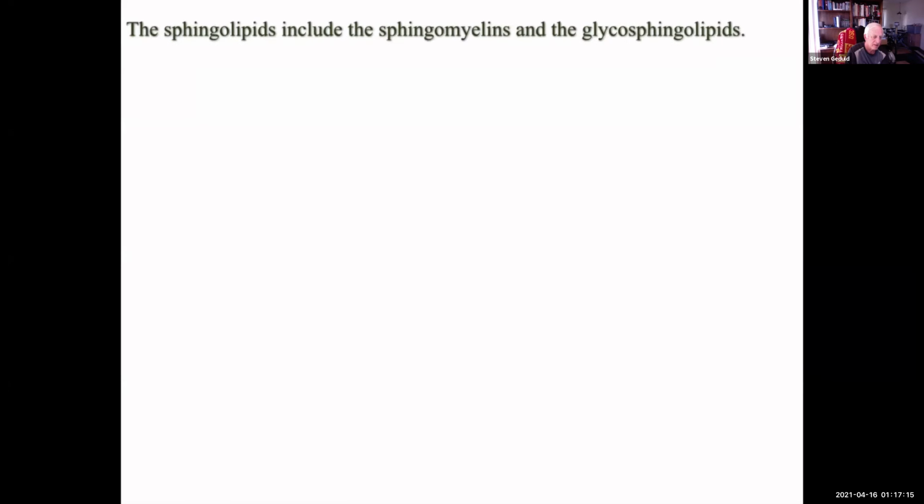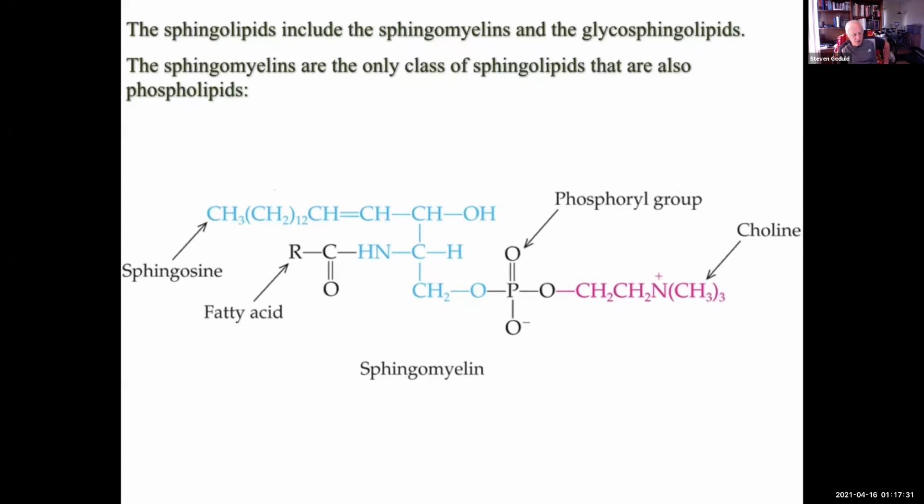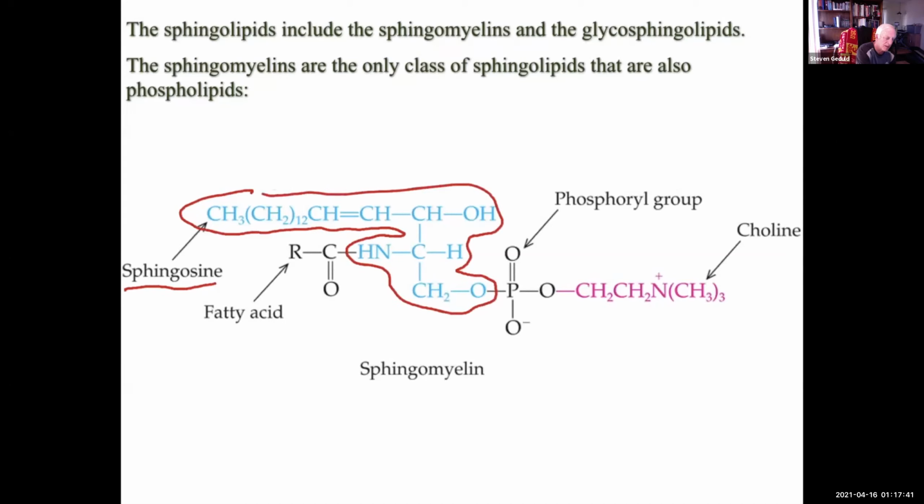That is the OH group in the number 4 position on the ring. So the sphingolipids include the sphingomyelins and the glycosphingolipids. The sphingomyelins we talked about are the only class of sphingolipids that are also phospholipids. Those are the ones that coat the myelin around the central nervous system. So here's your sphingomyelin. This right here is sphingosine. This is the backbone. Just like glycerol is the backbone of the other ones, sphingosine is the backbone for this one.